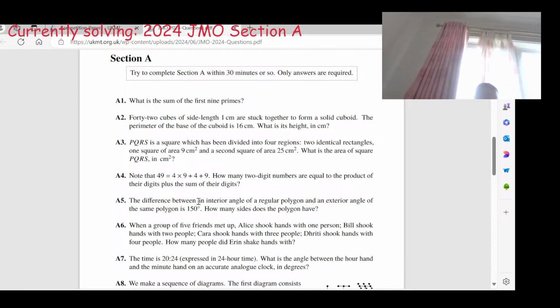Okay, let's start with A1. Anyways, what is the sum of the first 9 primes? Rip to anyone who doesn't know the primes. I'm pretty sure this is 17, 28, 41, 58, 77. Does that check out? 77.